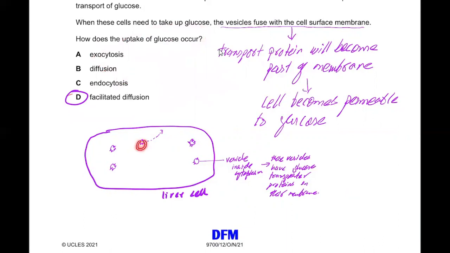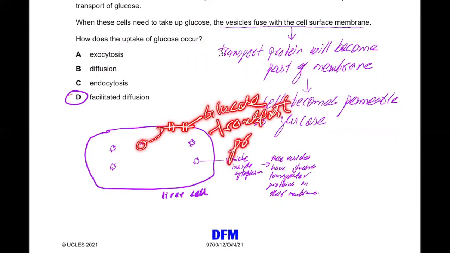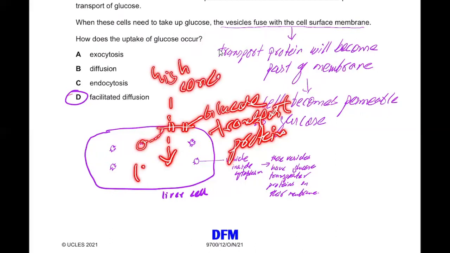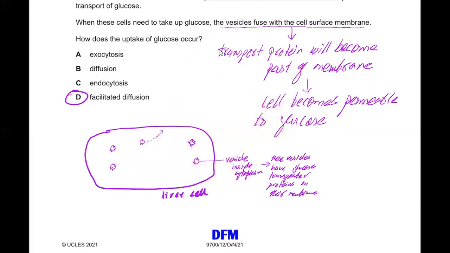Why? Because this vesicle will start to move to the cell membrane. It will attach to the cell membrane, and the channel, the glucose transport protein, this glucose transport protein, will become part of the cell membrane. Then glucose will start to enter from a high concentration, which is outside, to a low concentration, which is inside. So this is how the glucose will enter through these protein channels.